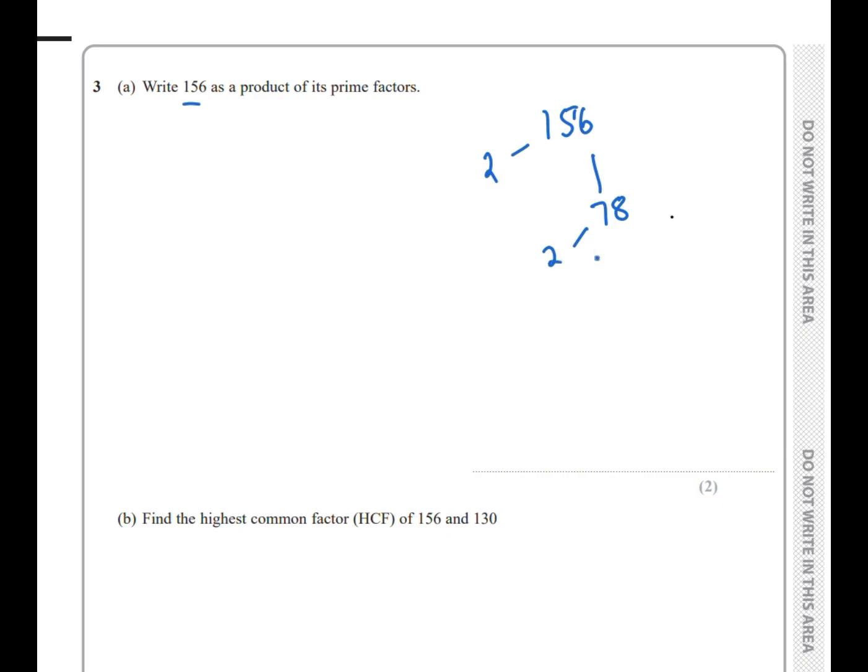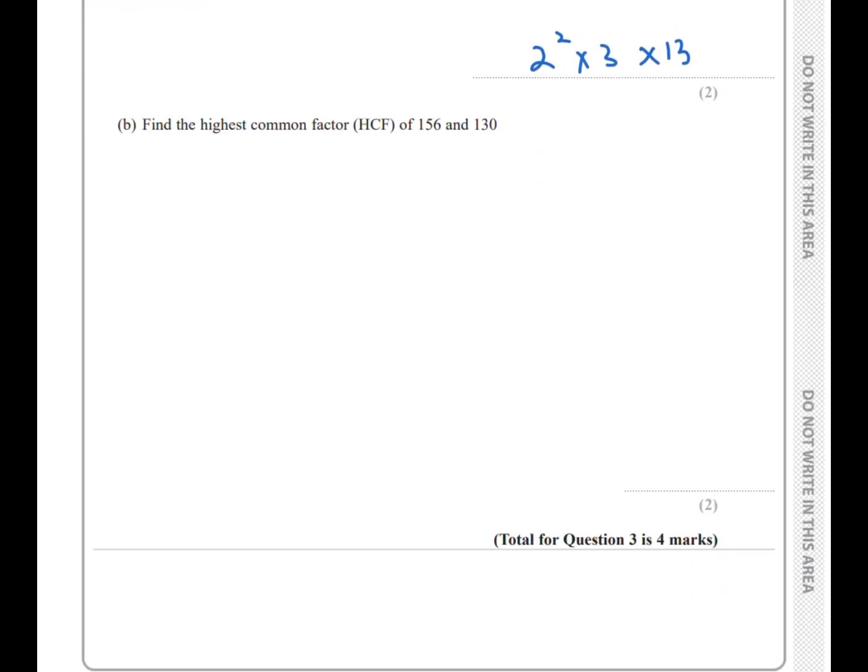Again, 78 can be divided by 2, and it's going to give us 2 times 39, since 2 times 3 is 6 and 2 times 9 is 18. 39 cannot be divided by 2, but it can be divided by 3, so it's going to give us 3 times 13. So the product of the prime factors of 156 is going to be 2 times 2 times 3 times 13, which can also be written as 2 squared times 3 times 13. And you have scored your 2 marks.